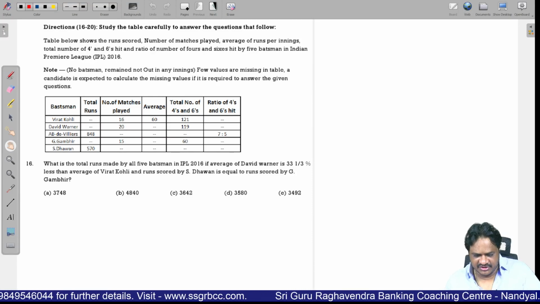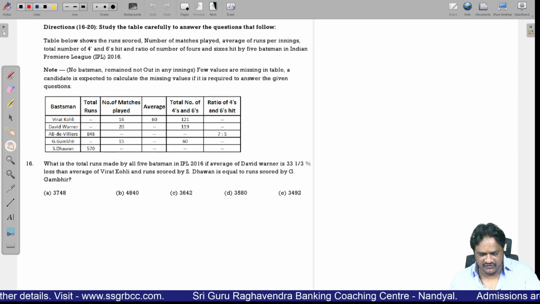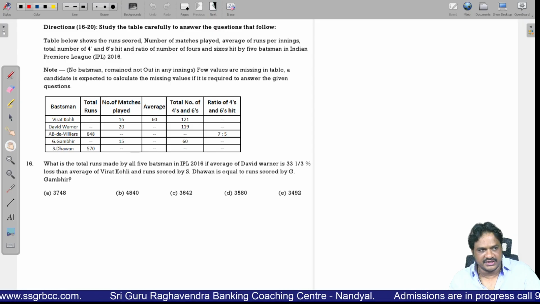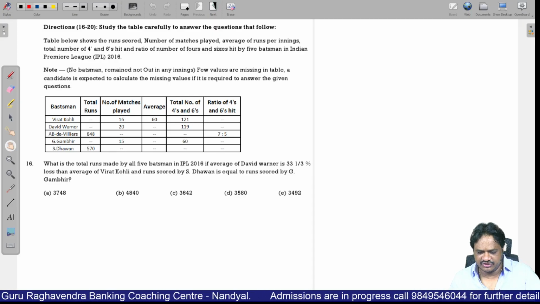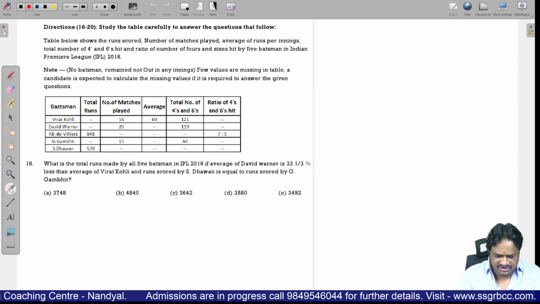Let us see 16 to 20. Study the table carefully to answer the questions that follow. The table given shows the runs scored, number of matches played, the average number of runs per innings, total number of fours and sixes, and ratio of fours and sixes hit by five batsmen in IPL 2016. So this is a mains related question, clerical mains.